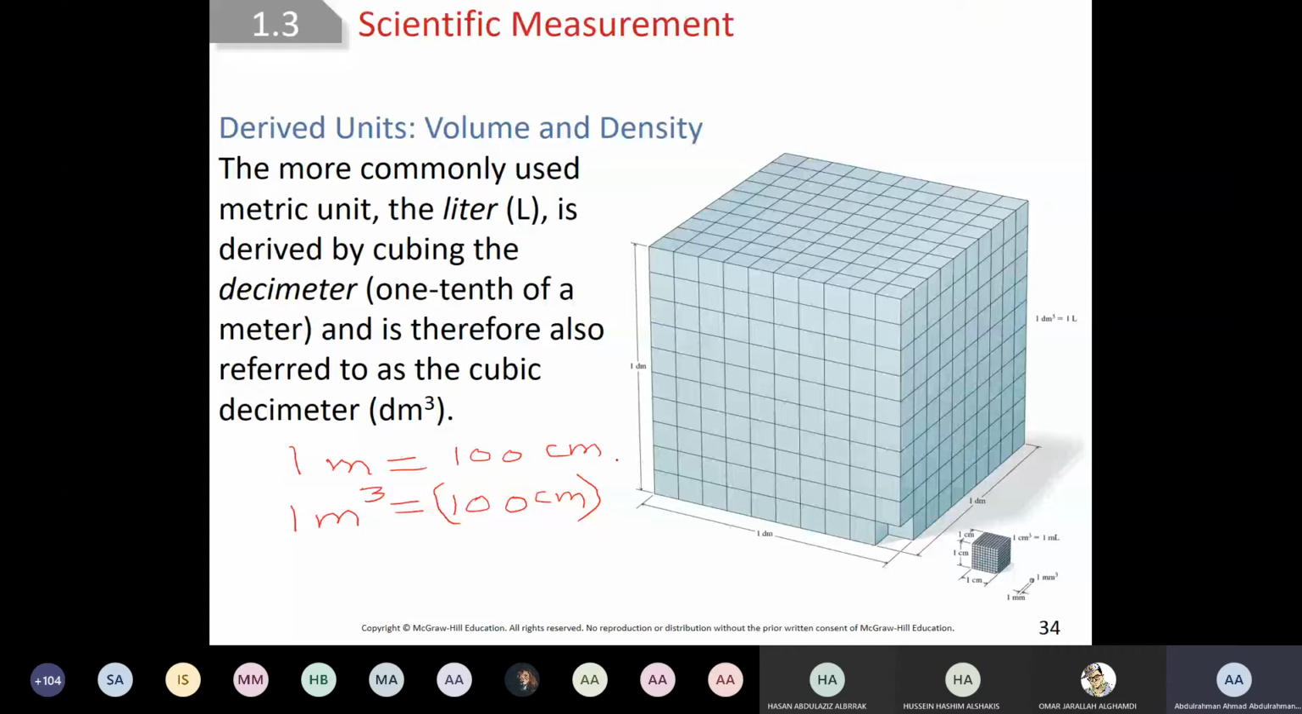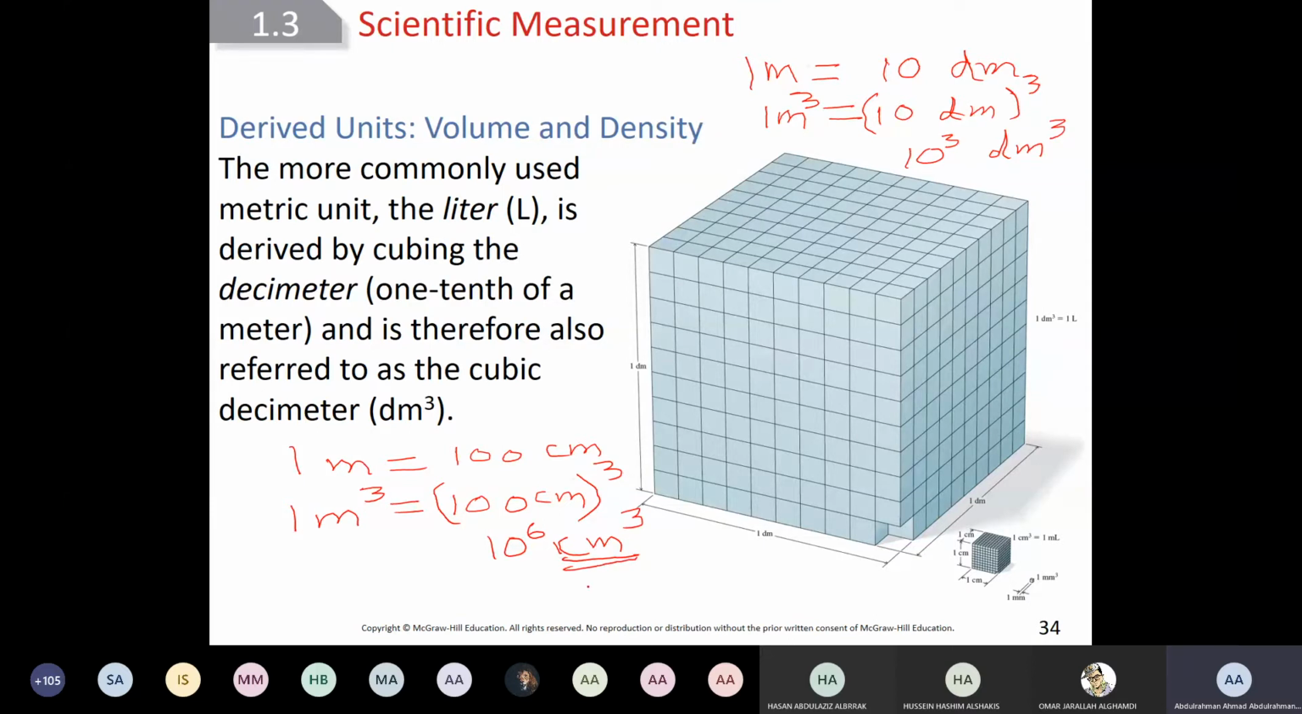One more. If I have 1 meter, how many decimeters is this? 1 meter is 10 decimeters. If I have 1 meter cube, how many decimeters is this? It's 10 decimeters, all of this to the power 3, which is 1000, or 10 to the power 3 decimeter cube. Is this clear? Good.